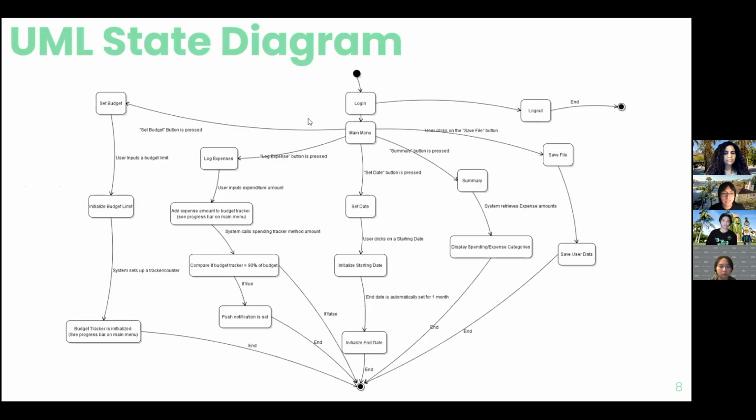We also have a state diagram of our application. As you can see, once the user enters the correct login information, they have several functionalities to choose from, such as set budget, log expenses, set date, summary, save file, or they could log out straight from the application. Now we will proceed to showcase our budget tracker in a demo.